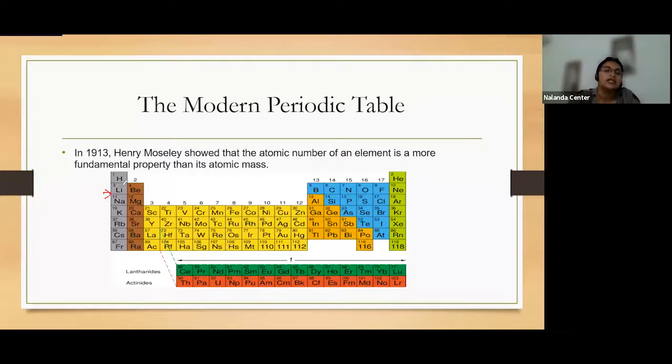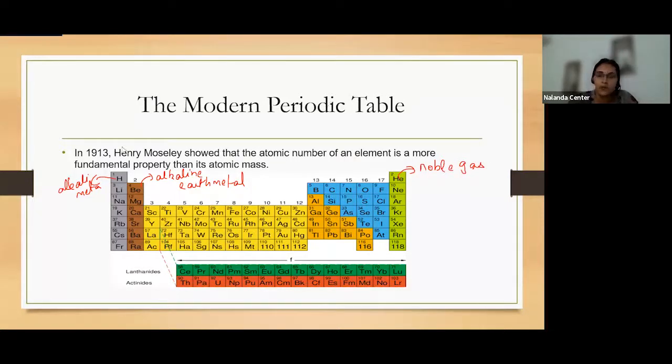From the second period on, the first element is an alkali metal. In the second period, third period, fourth period, fifth period, sixth period, and seventh period, the period starts with an alkali metal and ends with a noble gas. The first group is known as the alkali metals. The second group is known as the alkaline earth metals. The last group is known as the noble gas group. All right.